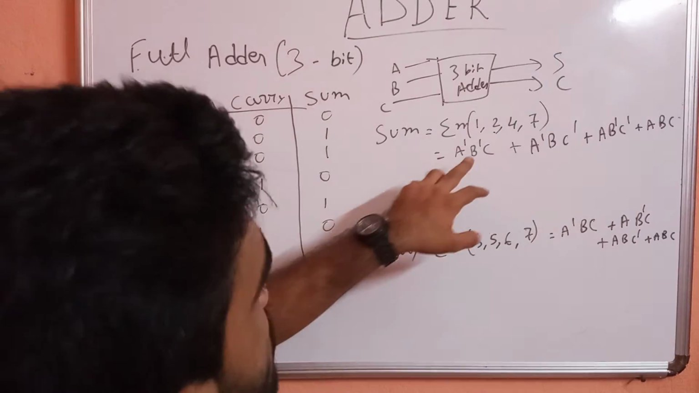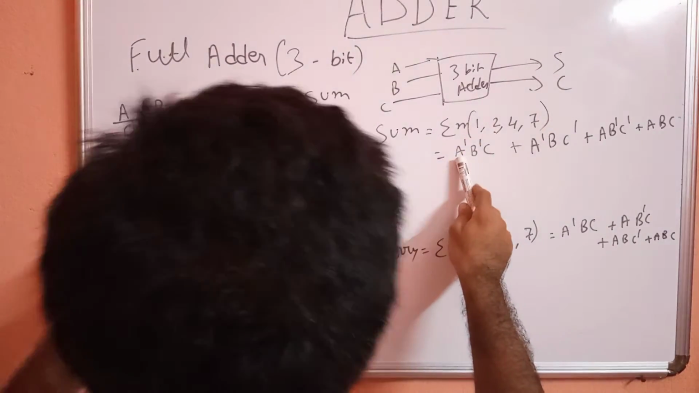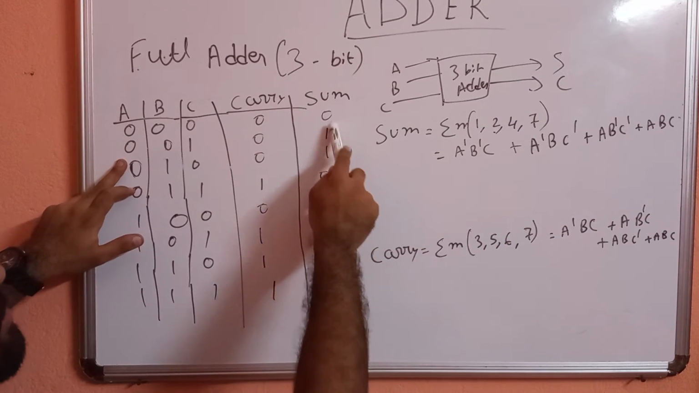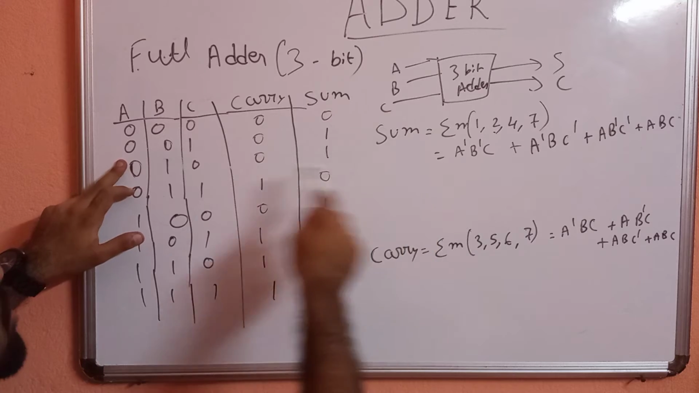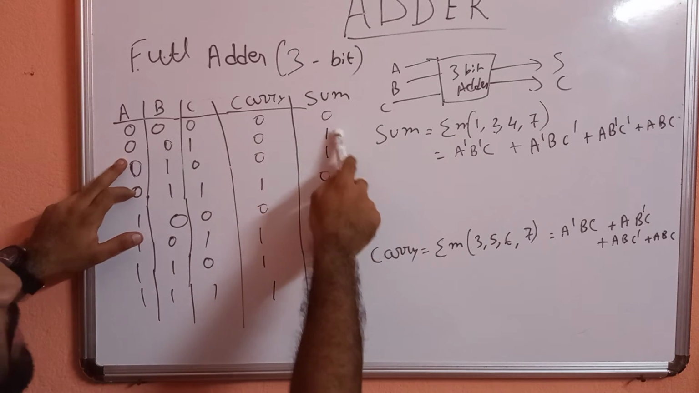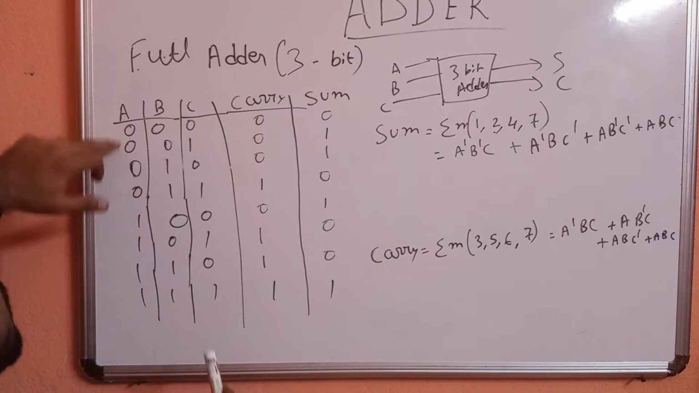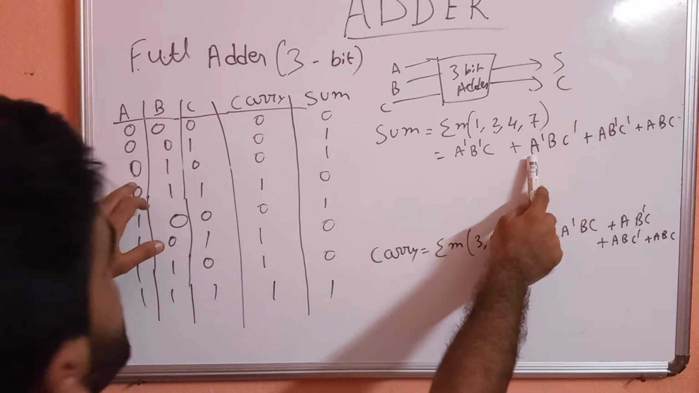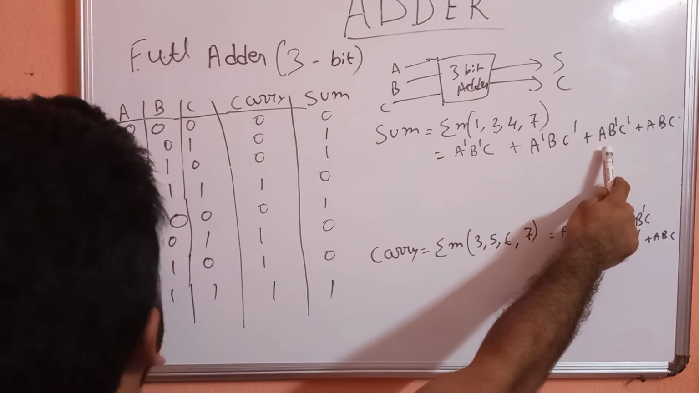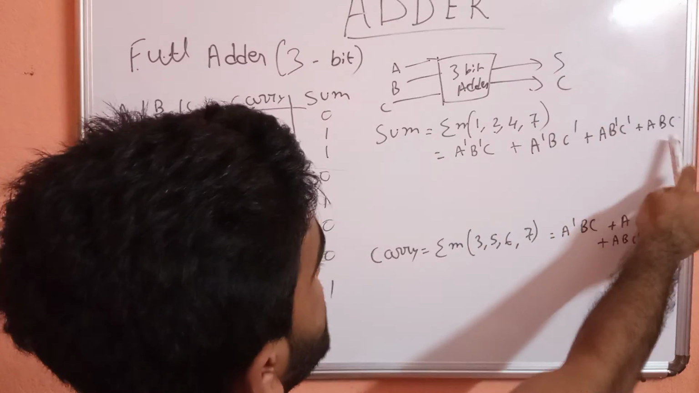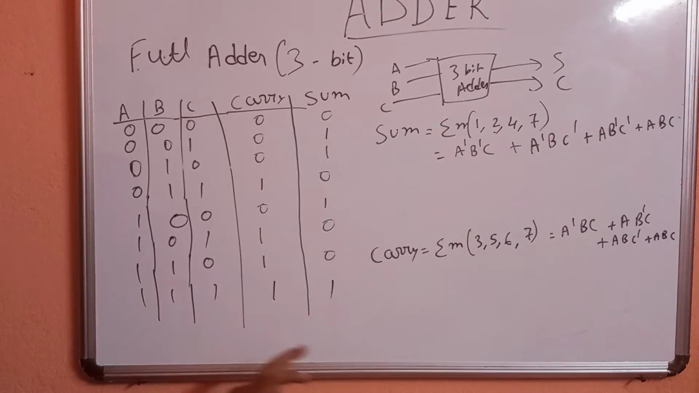Now see, for 1, the expression is A complement. A is 0, that means we are taking the minterm. A is 1, we are taking A, meaning 1. A complement is 0. So for 1: A complement, B complement, C. Then for 2: A complement, B, C complement. For 4: A, B complement, C complement. For 7: A, B, C. Right? A, B, C, all are 1.